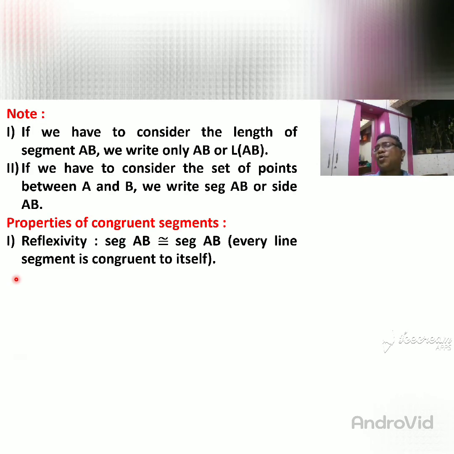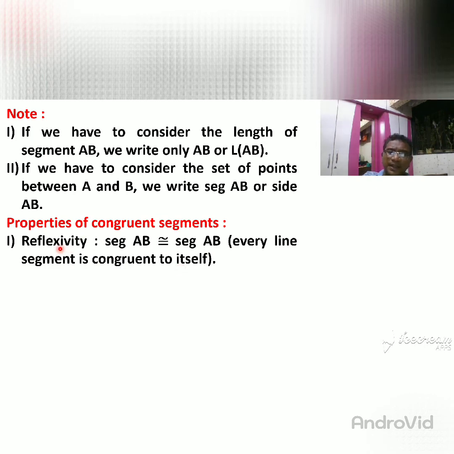If you want to write the property of a triangle, then you write the triangle. If you want to write the property of the angle, then you write the angle. Okay, so it is very simple: segment AB congruent with segment AB, every line segment is congruent with itself.